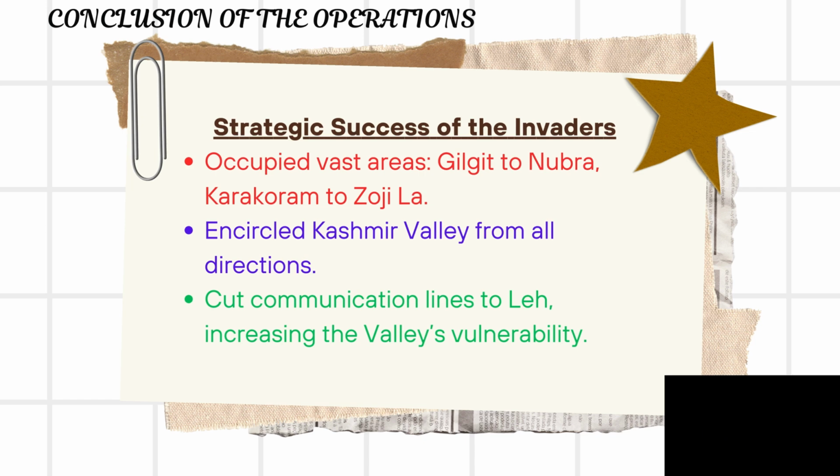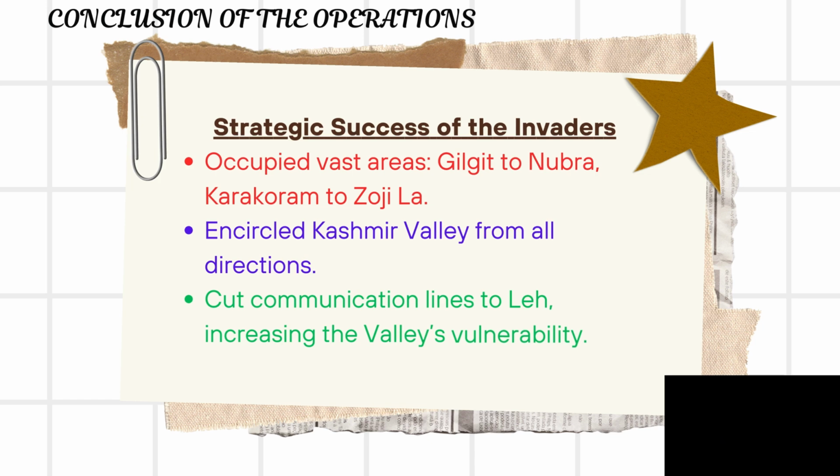Additionally, the raiders succeeded in cutting off the line of communication to Leh, further isolating Ladakh and the Kashmir Valley and exposing these regions to even greater risks. These strategic successes not only highlight the operational strength of the raiders, but also underline critical lessons in logistics, coordination, and adaptability, which are essential for future military planning and strategy.